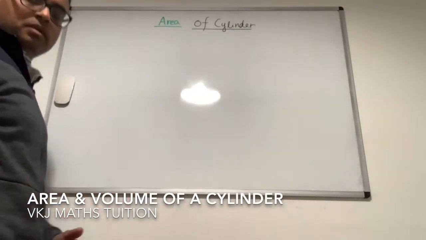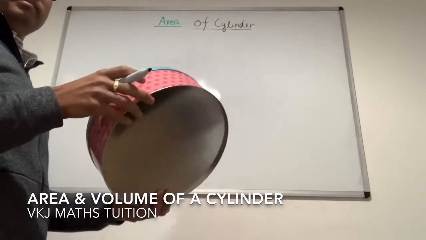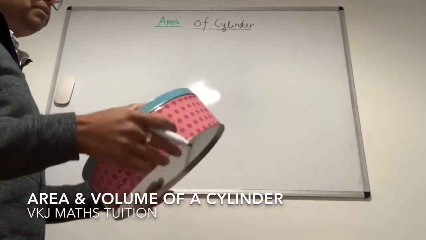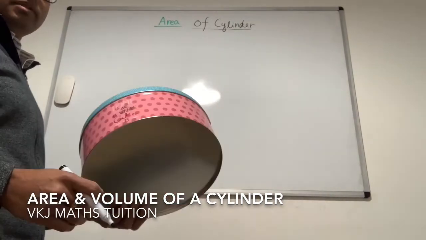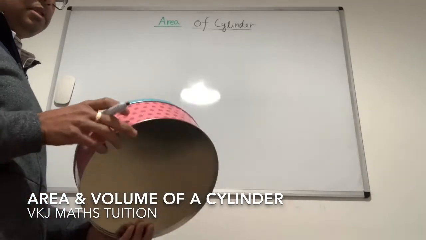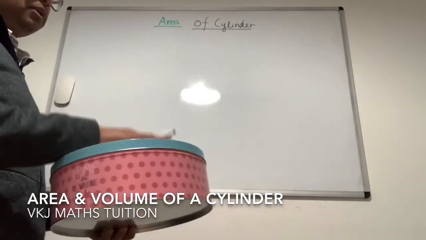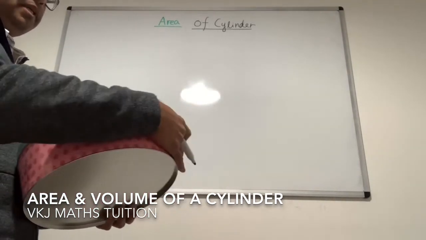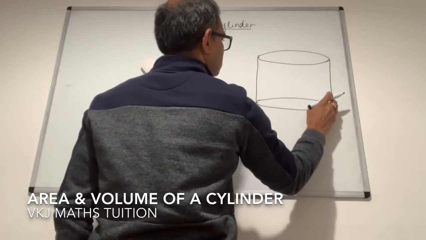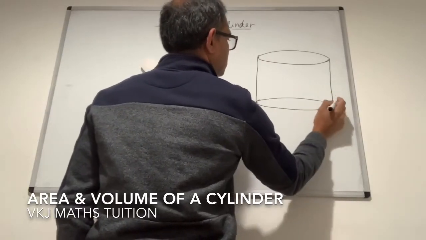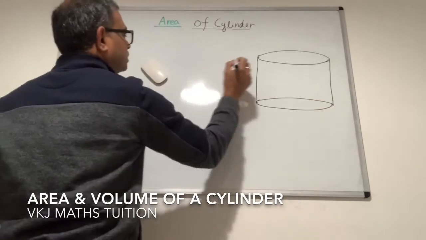Okay, so let's take this cylinder. How many faces does it have? Three. What are those three faces? The bottom face, the top face, and this curved face. So there are three faces of this cylinder.